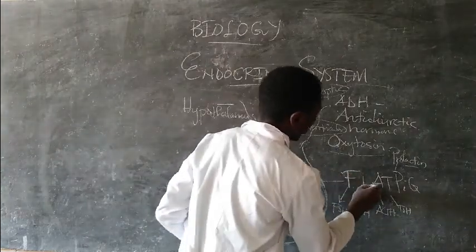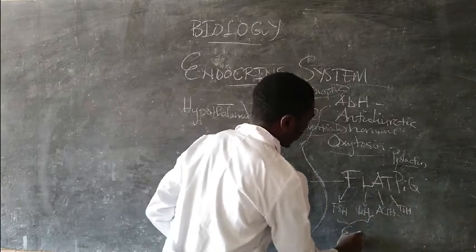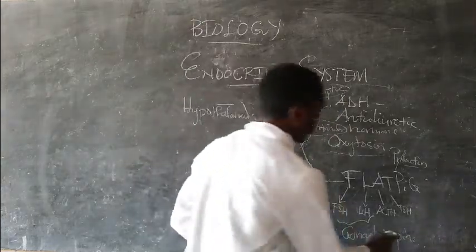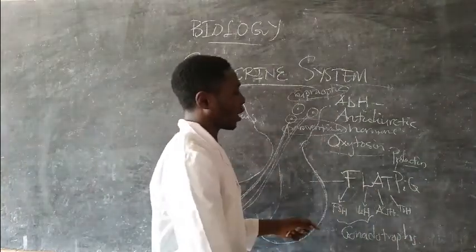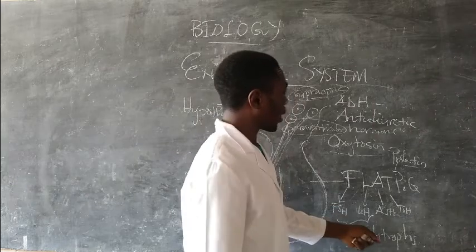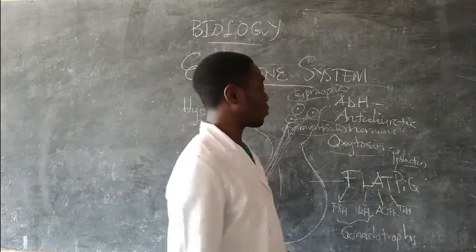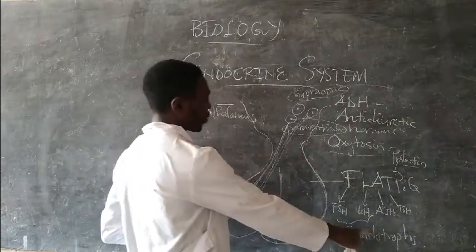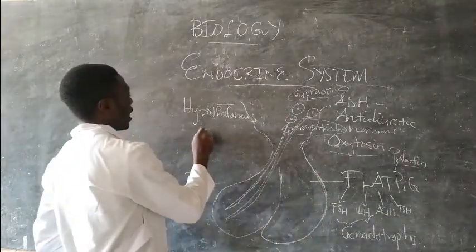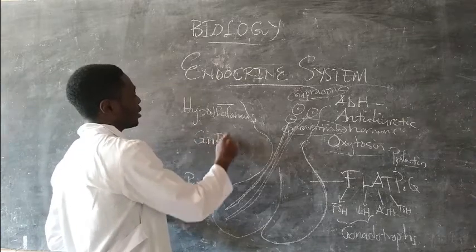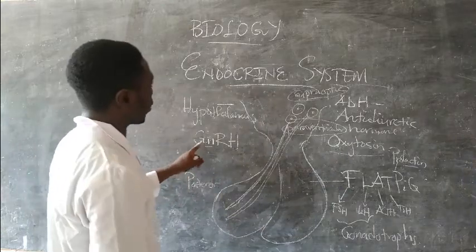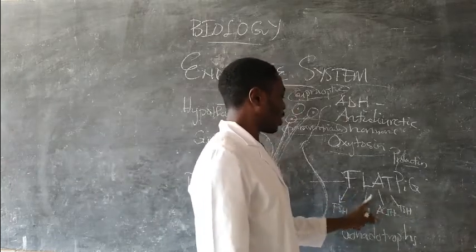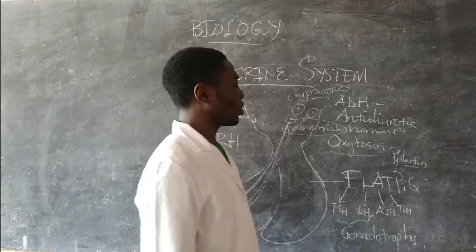Follicle stimulating hormone and luteinizing hormone are together called gonadotropins, or gonadotrophs, because they act on the gonads, either on the testes or on the ovaries. What causes their release from the hypothalamus is gonadotropin releasing hormone, GnRH. When it is secreted by the hypothalamus, it causes the release of follicle stimulating hormone and luteinizing hormone.